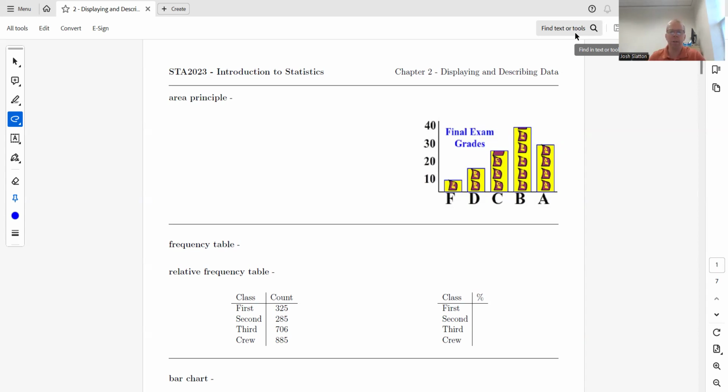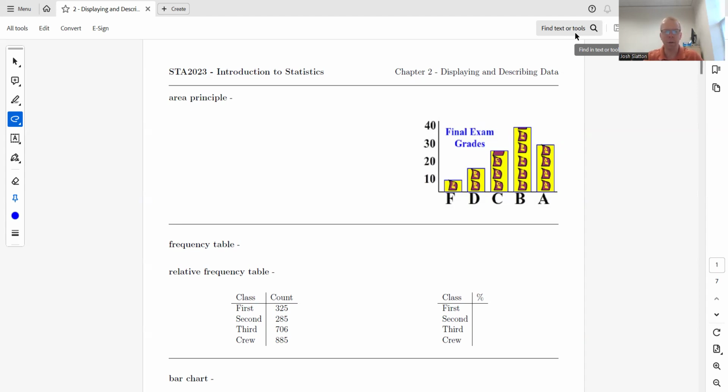And so in this chapter, in this video in particular, the first video for this chapter, we're going to look at how to display categorical variables. So the first thing that we need to talk about is what's called the area principle. And this is basically kind of like when you look at a map. If you look at a map of the United States, bigger states take up a bigger area. Smaller states take up a smaller area. It's kind of the same idea.